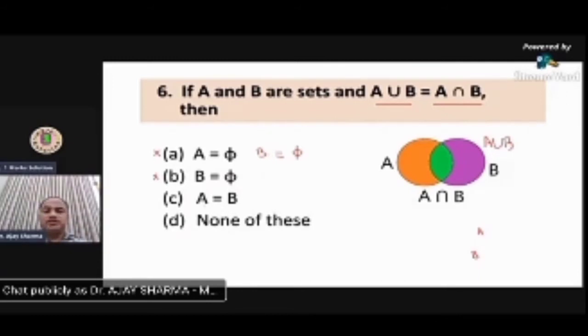So let us take the third option: A and B are equal. When sets A and B are equal, they lie on each other. In that case, A union B is the same thing, and A intersection B is also the same thing. So for this particular question, option C is correct. Answer is option C.